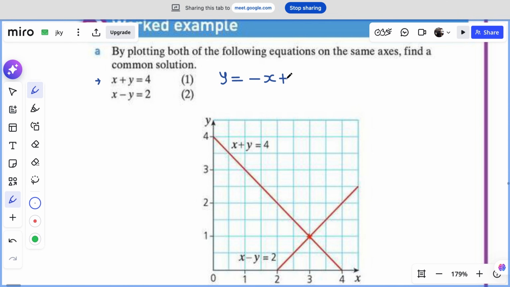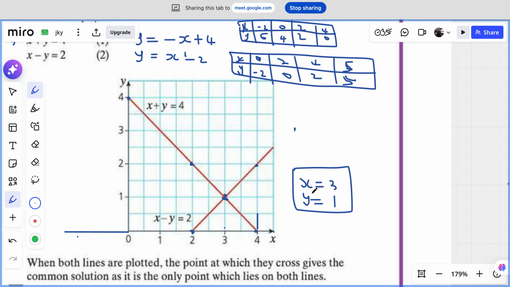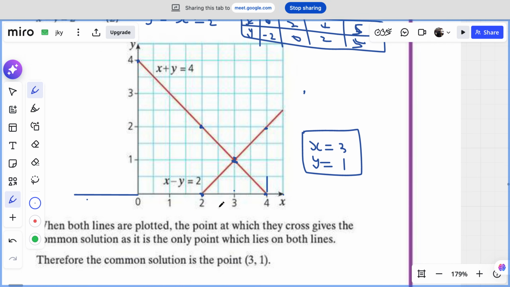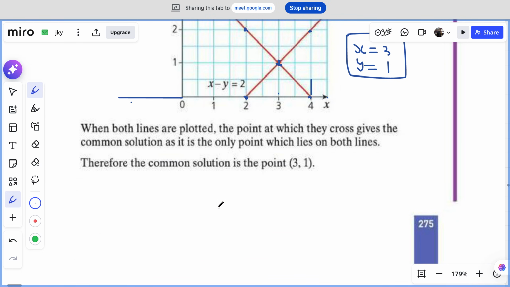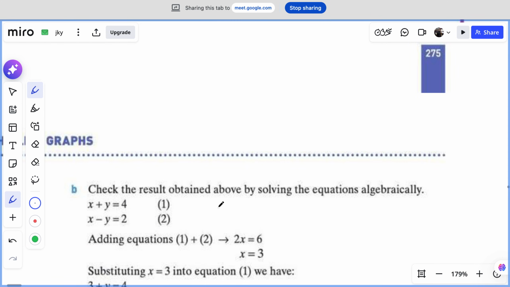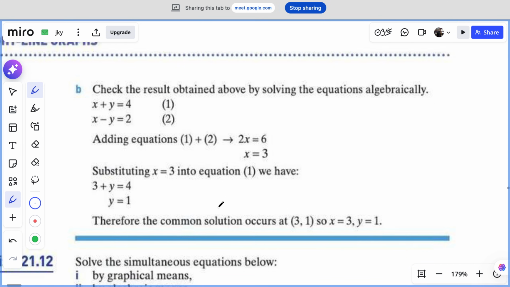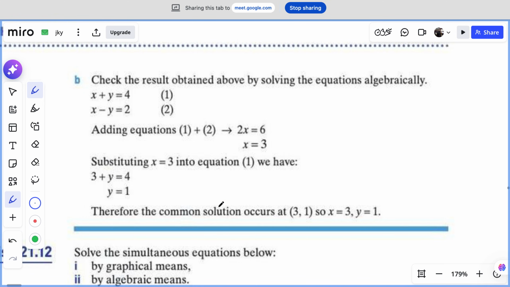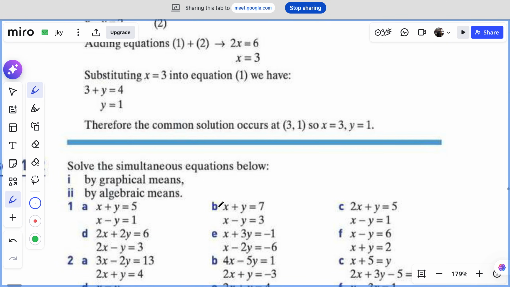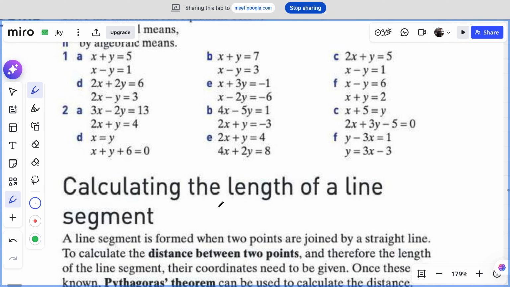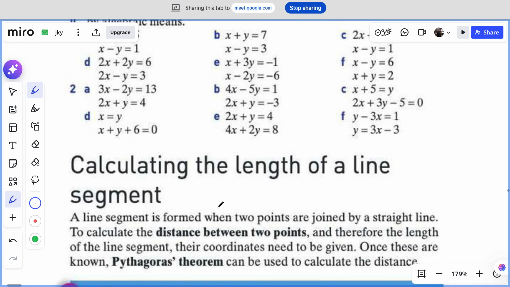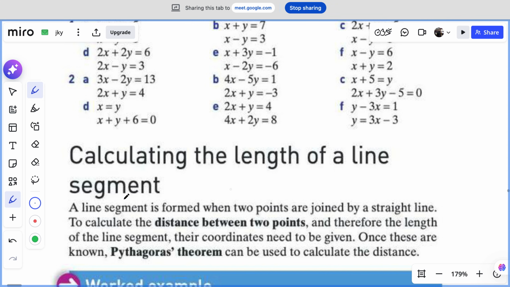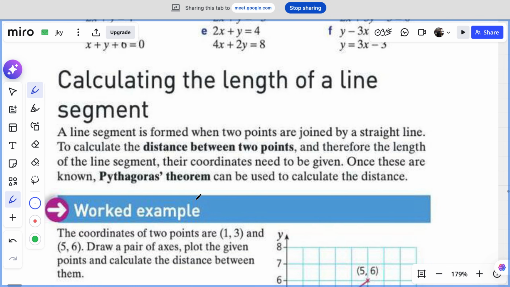So the m is 2. We already calculated the gradient to be 2. So instead of m, you write 2x, because you got the gradient to be 2. And remember c is -1. Instead of plus c, since c is -1, you say -1. This is the equation of the red line. So this is the equation of this straight red line, this one.